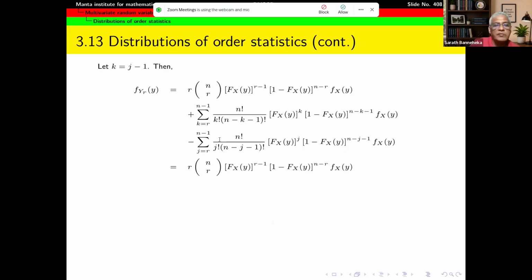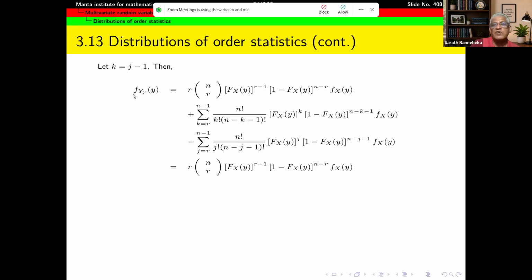But if you now look at this term and this term, you will see that these are the same, right? These two are the same. Only difference is here I am adding over k, here adding over j. That is the only difference, but the summation is the same. Therefore, these two will cancel out. The final result will be this expression.